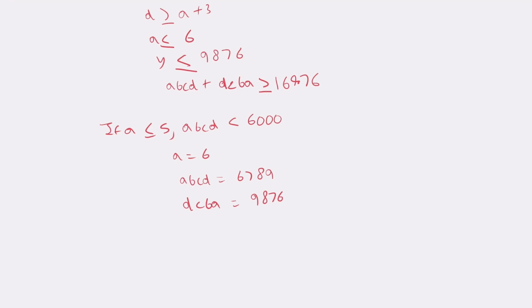From there, we can work out Y. And what we can do is 26,352 equals 6,789 plus 9876 plus Y. And that would mean Y would equal 9687. And the question asked, what is the smallest of the three integers? The smallest of the three integers would be 6789.